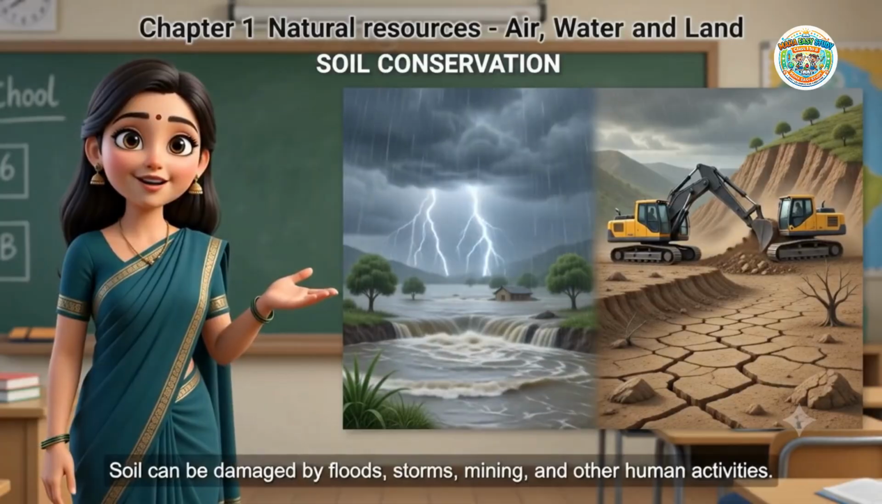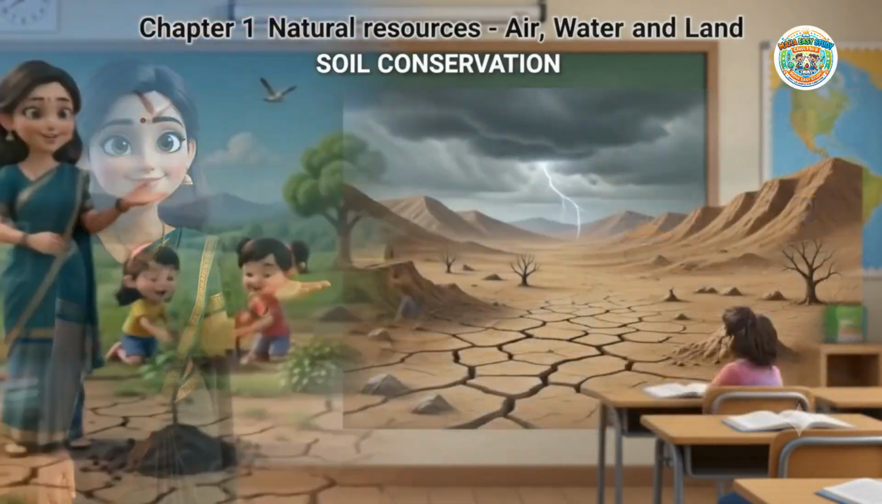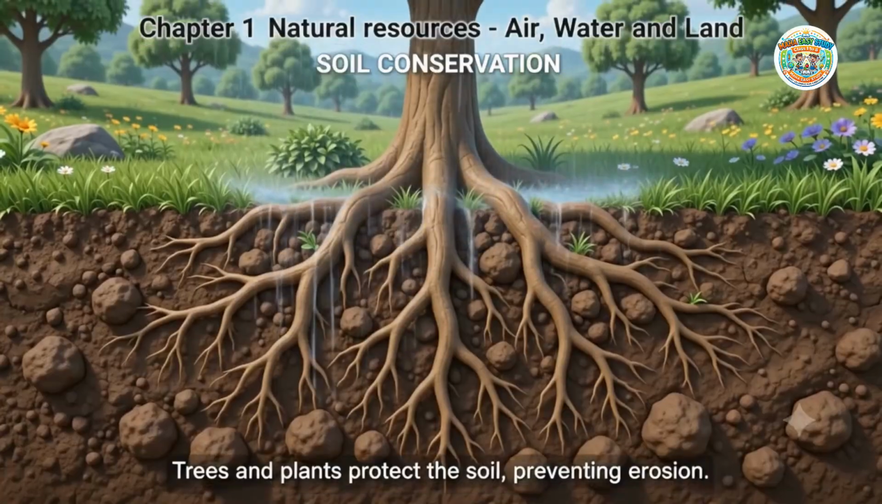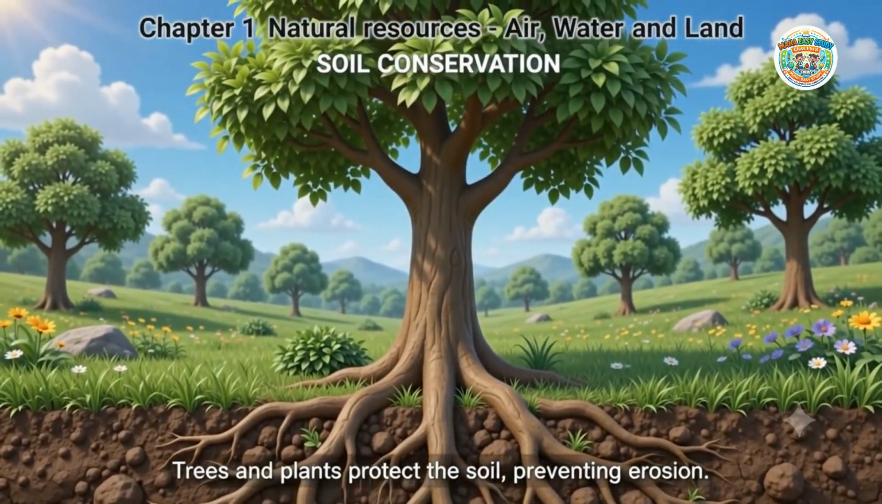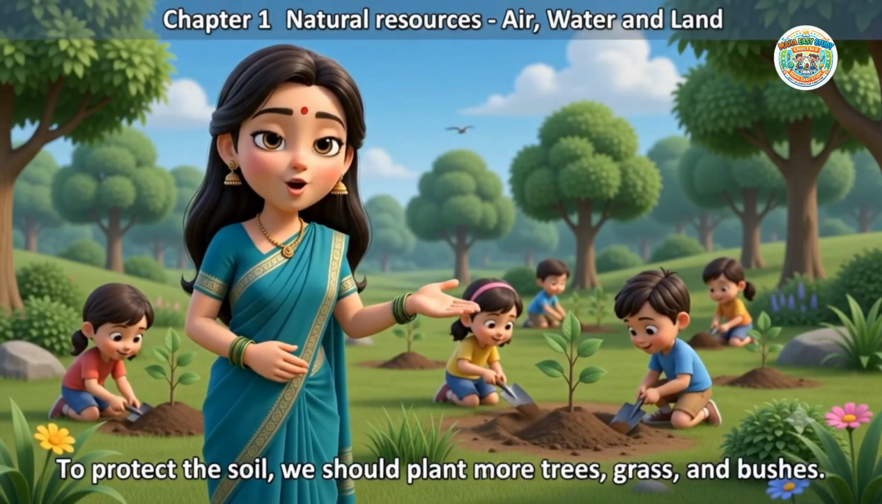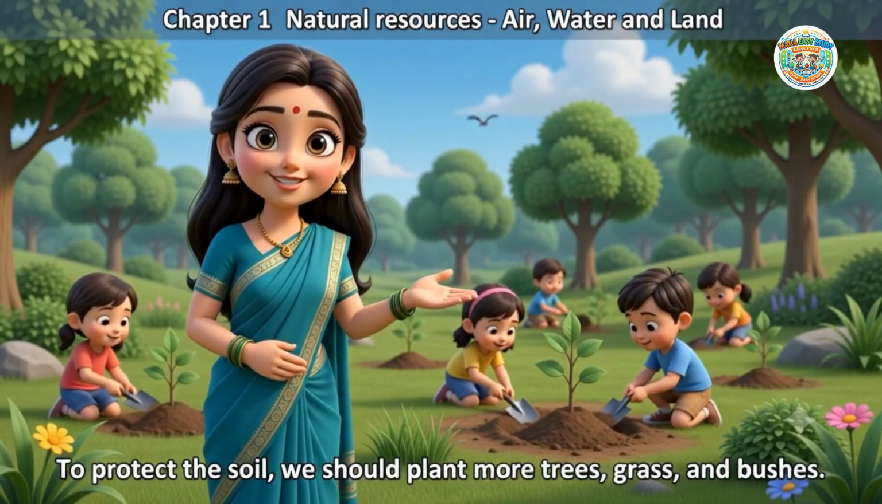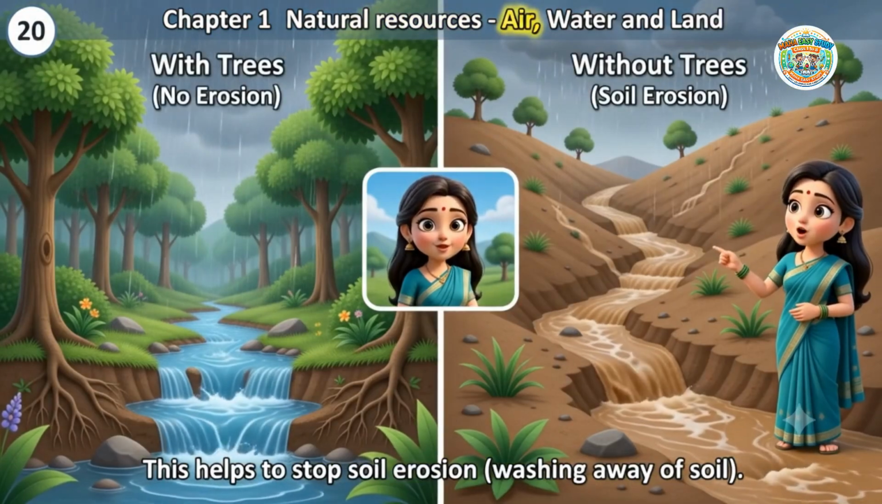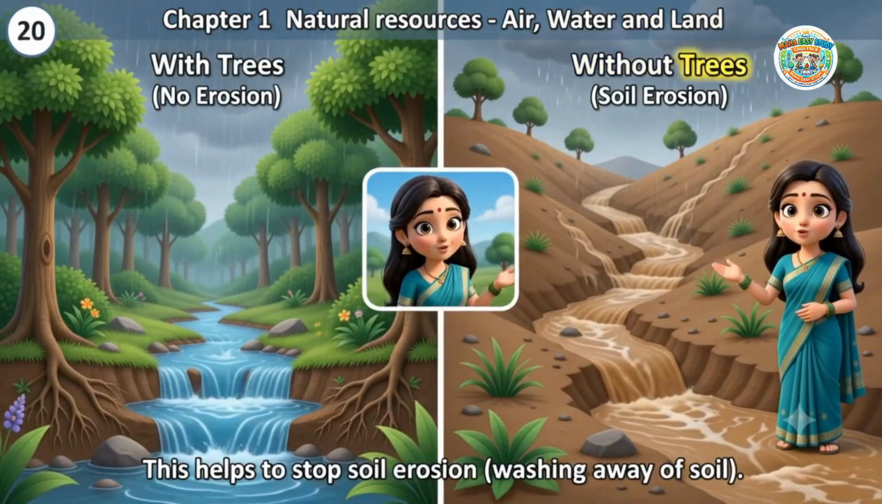Soil can be damaged by human activities. If soil is destroyed, plants cannot grow well. Trees and plants protect the soil, preventing erosion. To protect the soil, we should plant grass and bushes. Increase the green cover on land. This helps to stop soil erosion, the washing away of soil.